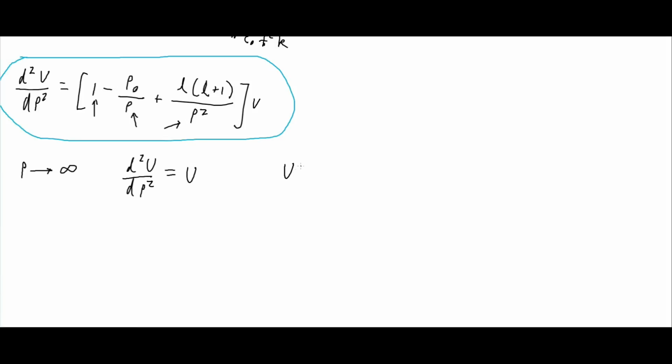And with that, a general solution, and if you're more interested in how we get these general solutions, I highly recommend my differential equations playlist. So this u, which is a function of rho, the general solution is going to be some constant A times e to the minus rho plus some constant B times e to the rho. But we see that if rho is going to infinity, this part here is going to blow up to infinity.